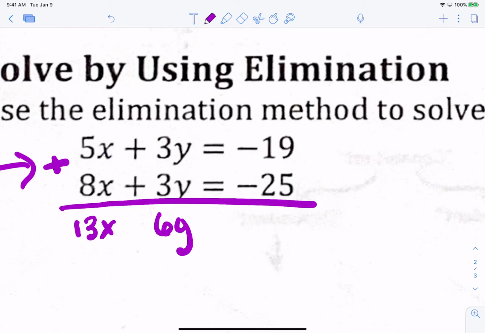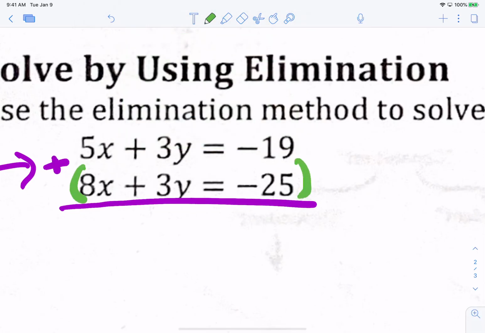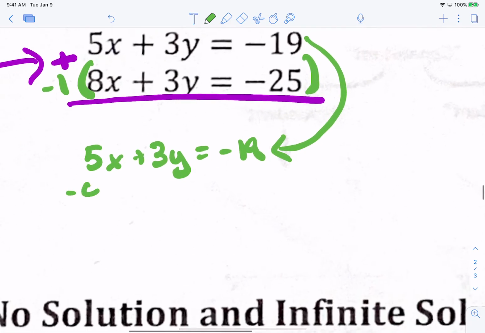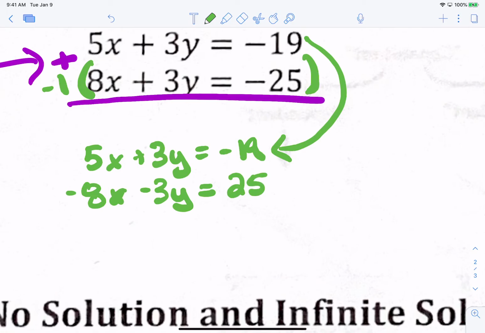So what can I do to one of those equations to make them cross out? You can make one of them minus 3y. Okay, so let's just do that to the bottom. So what I'm gonna do is this bottom equation, I'm gonna take everything times a negative 1, right? That will make the 3y negative, okay? So on the top, I'm just gonna rewrite 5x plus 3y equals negative 19. We didn't do anything to him, he's just dropping straight down right here, okay? But now, I'm gonna multiply everything by negative 1. So that will make negative 8x minus 3y equals, what will that be? Positive 25.